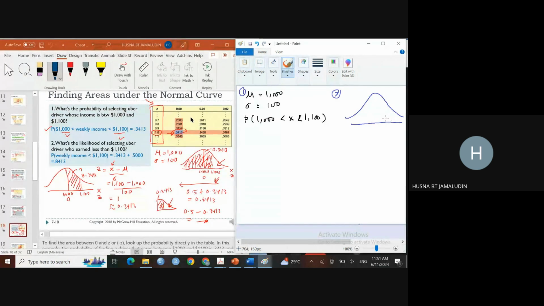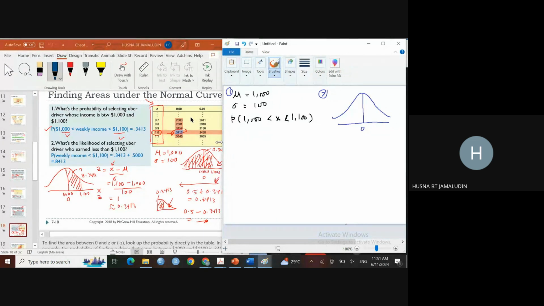so that you can see which area we are talking about. When you draw a diagram, remember the middle point equals 0. Let me make it bigger. The middle point equals 0, and you know that 0 is in terms of the z value. You also have it in terms of the x value. So for your x value, what is the middle? The mu. So you have to write here mu equals 1000.